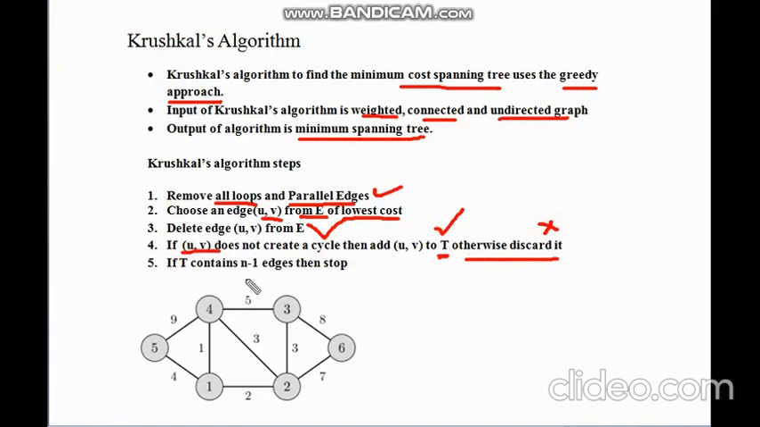Until T contains n minus 1 edges, repeat this process. Repeat the second step, third step and fourth step. Repeat steps 2, 3, 4 until T contains n minus 1 edges. Okay, so let us see one example, and you will be clear.